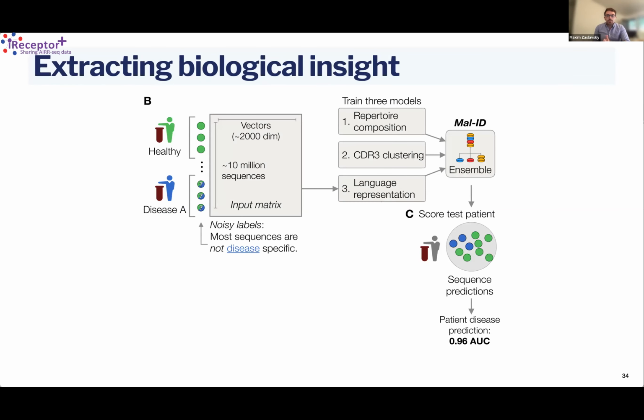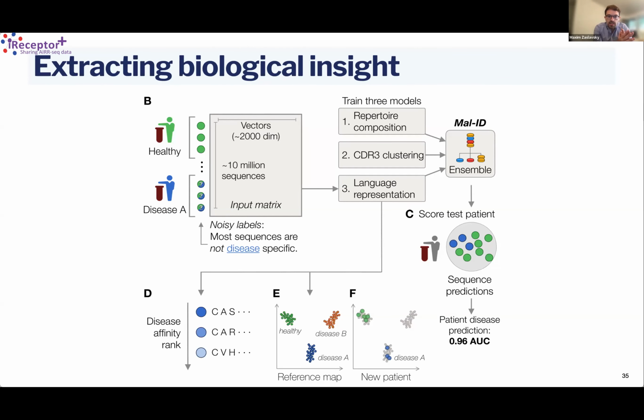So beyond making disease predictions, we wanted to interpret the classification model to extract biological intuition. And that's why we designed MalID to be interpretable, not a black box. The model generates a ranking of sequences, meaning it tells us which receptor sequences are prioritized as disease-specific. So we asked, which immune receptors matter the most for classifying different diseases? And we confirmed that these prioritized sequences match independently discovered biological facts.